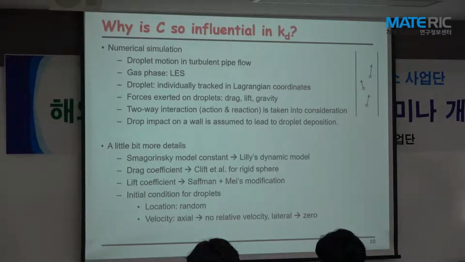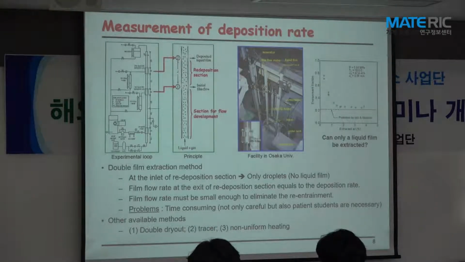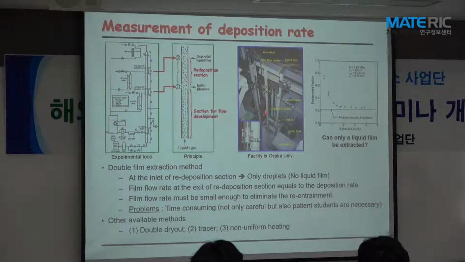I'm sorry, I made a mistake. And this is the experimental facility I used. It's rather difficult to understand. This part is the flow channel, and it was 5 millimeters in diameter. And the mixer is here. Here the liquid and the air are mixed, and annular flow is established. And at this point, only the liquid film is extracted from the inside of the tube to the outside of the tube.